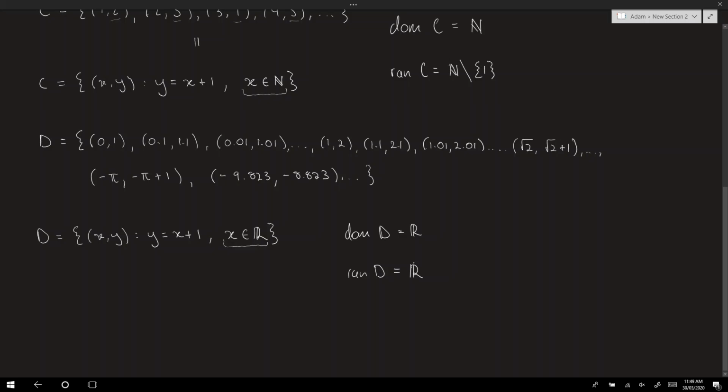So here's a question. Is that always going to be the case? If your domain is a finite set of numbers, does that mean your range will be a finite set of numbers? Can your domain be finite but your range be infinite, or vice versa? Have a think about it, play around with it, and see what you can come up with.